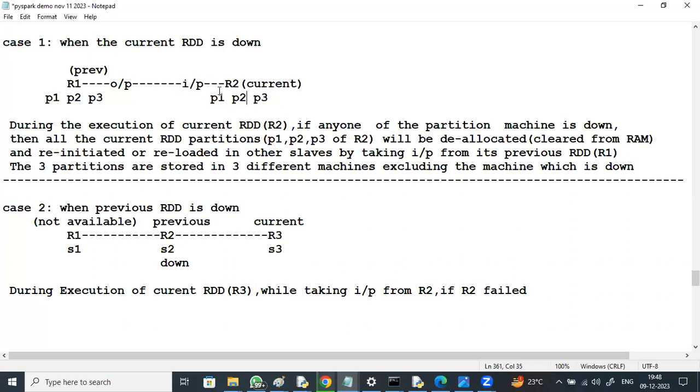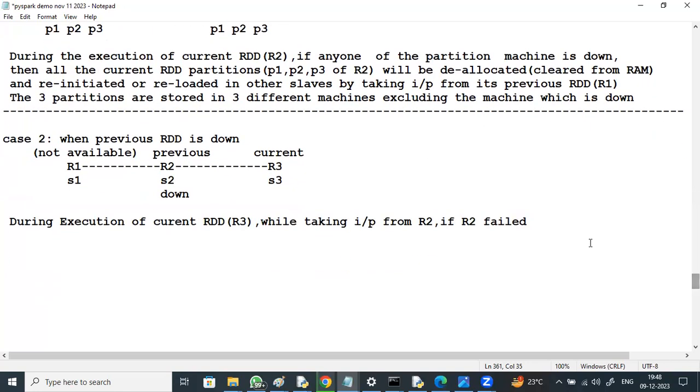I discussed 5 cases: if a persisted RDD machine is down, that is, if an RDD which is persisted in RAM has its machine down, how does Spark computation work? You need to understand how Spark computes things. If a persisted RDD machine is down, if the previous RDD machine is down, if the current RDD machine is down, we need to understand how Spark computes in each case. See here, in this case, when the previous RDD machine is down.